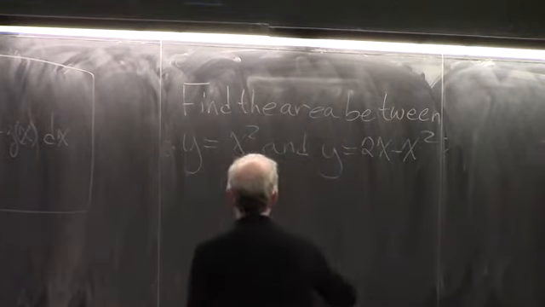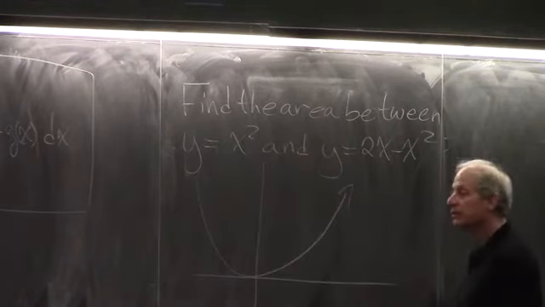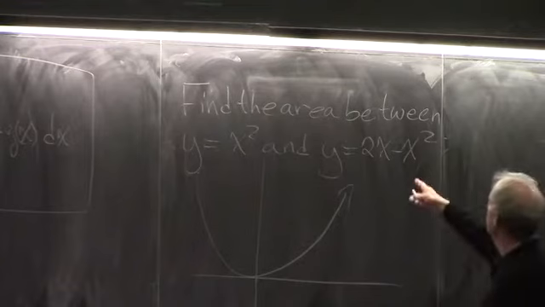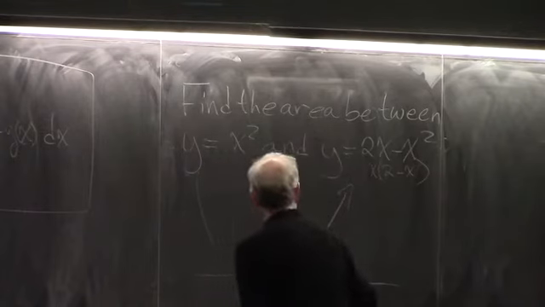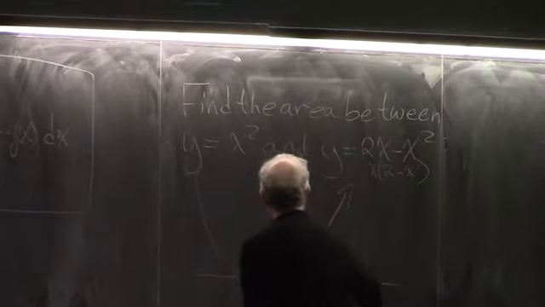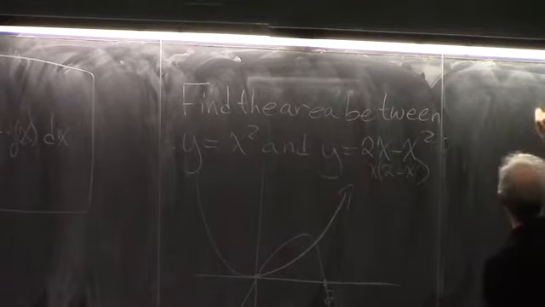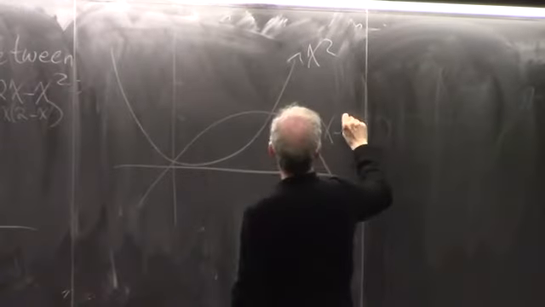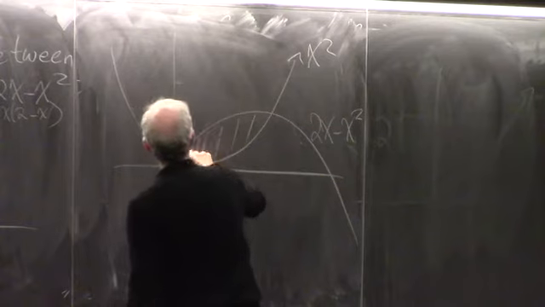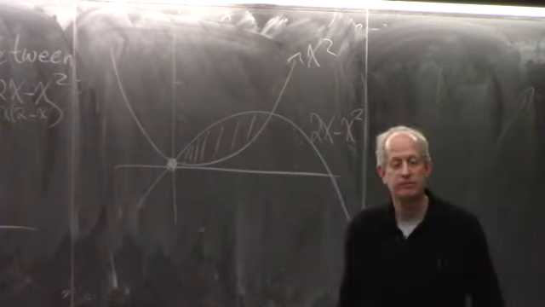So, y equals x squared is a parabola, and 2x minus x squared, that's the same as x times 2 minus x. So that's an upside down parabola through 0 and 2. Here, I'll blow that up for everybody to see. So this is x squared, that's 2x minus x squared, and we want to find that area, and this is the origin.